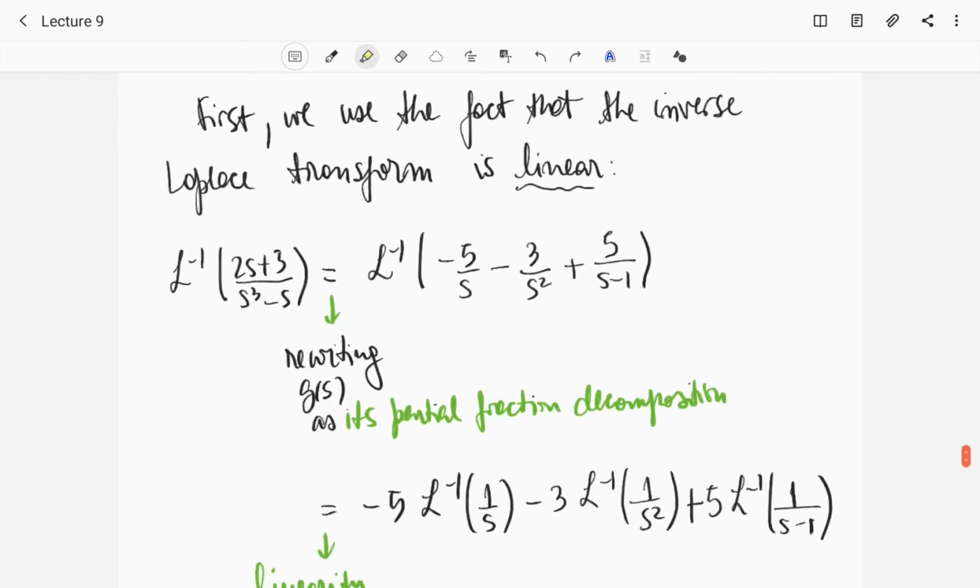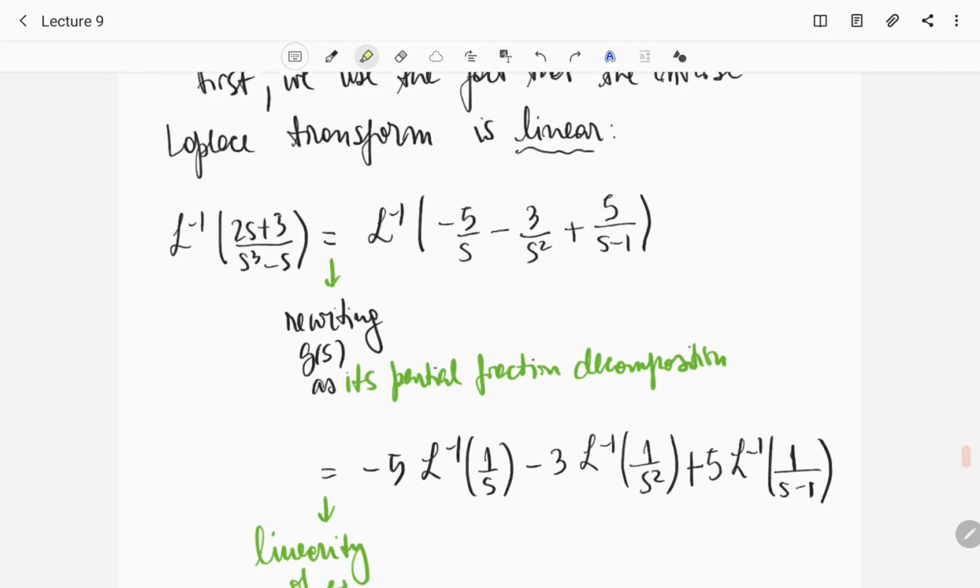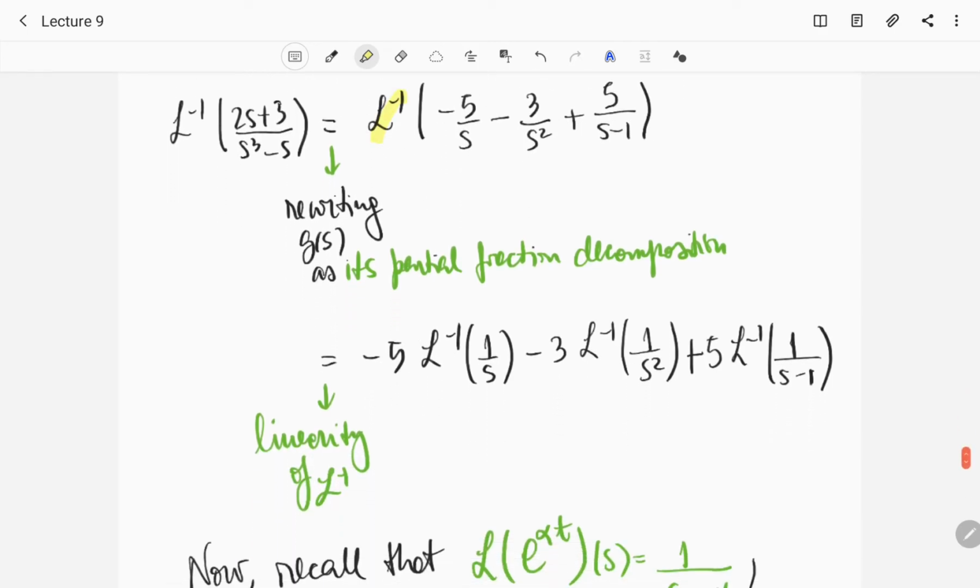easy. Then we will use the fact that the inverse Laplace transform is linear. So we want the inverse Laplace transform of this function that we could rewrite as its partial fraction decomposition. And now we use the linearity of this inverse transform. So the -5, -3, 5 go out of the inverse Laplace transform, and then we have to compute these three separate terms, which again, I told you are easy if you remember the first part of the lecture.